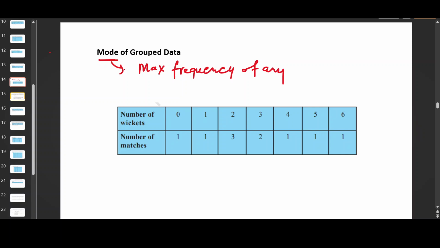Now here we will try to understand on the basis of grouped data, and in class 9th we covered the topic of maximum frequency of any number, which was in ungrouped data. Look here at the number of wickets and number of matches. This is the maximum, so this number 2 will be the mode of the data. Now this is ungrouped data.